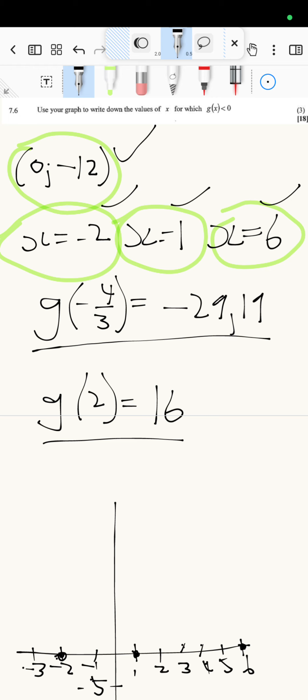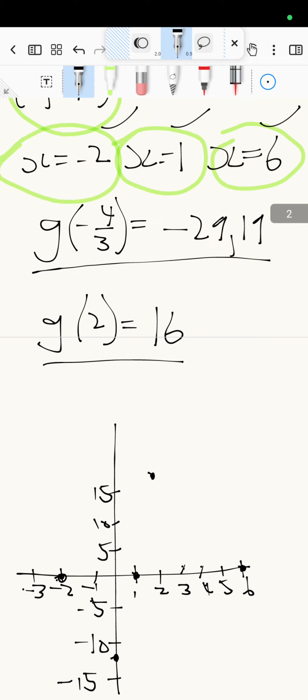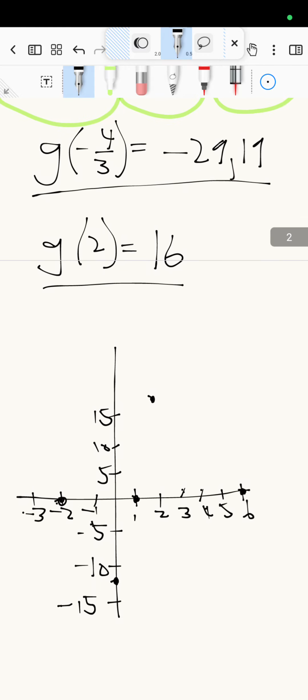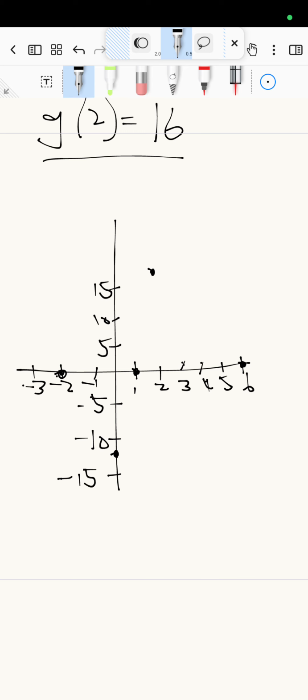Now let's draw our turning points. So 2 over here is (2; 16). Let's put some values here: 5, 10, 15. So 16 is slightly higher than that. (2; 16) would be somewhere over there. And then the other one was -4/3, so that's -1,333 and -29. I'm not going to plot it perfectly, but it's going to be somewhere there at the bottom.